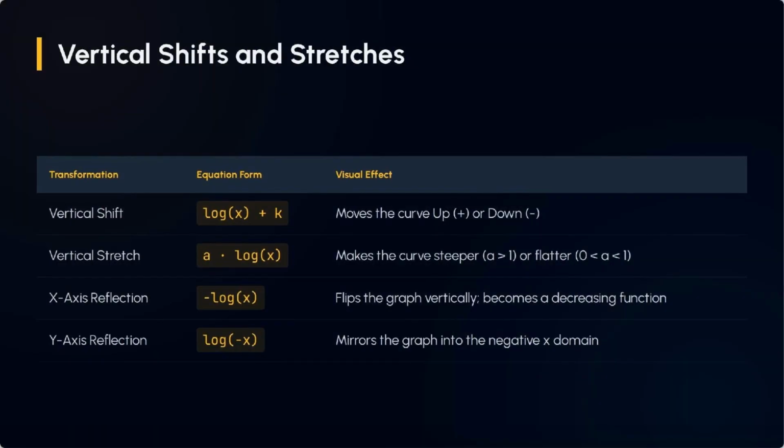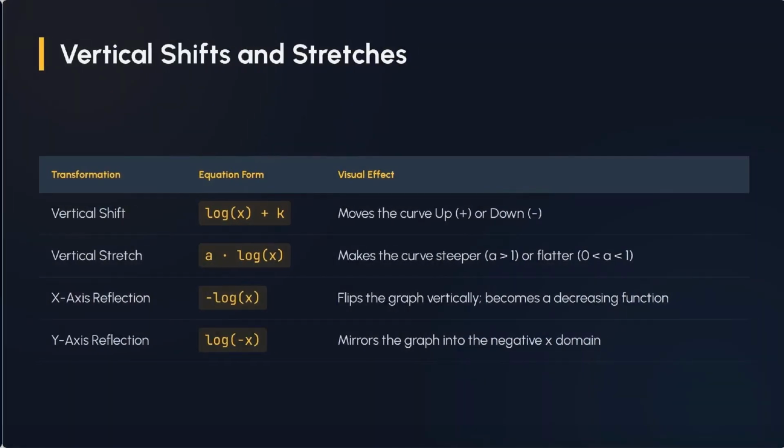Vertical transformations also affect the graph. Adding a constant shifts the curve up or down. Multiplying by a stretches or compresses it, and negative signs cause reflections across the x or y axis.